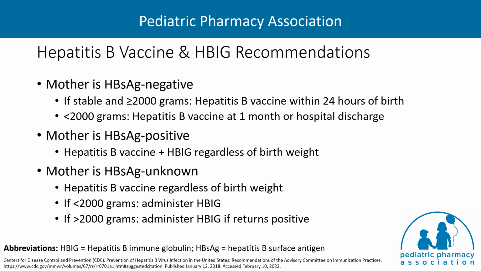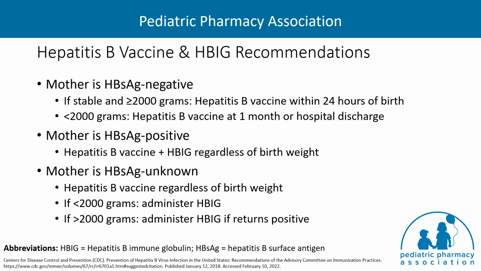The reason we delay administration in the less than 2,000 gram population is due to a lower vaccination response in our low birth weight neonates. There's an increase in seroprotection when the low birth weight infants are vaccinated at 1 month of life versus within the first 72 hours of life. All neonates in this category with a hepatitis B surface antigen negative mom would not receive the immune globulin and would receive vaccine only.